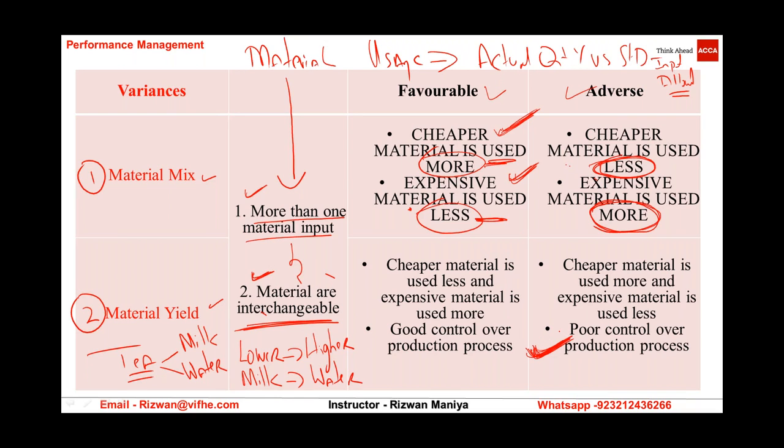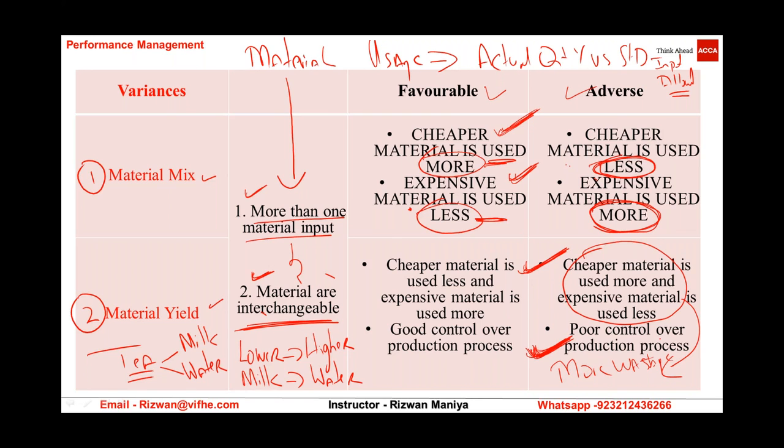The other reason could be cheaper material is used more, expensive material is used less. Now this reason could be one, and let me just quickly tell you, if cheaper material has been used more and expensive material has been used less, this can encourage more wastage. So one would say, okay, this can result in more wastage, and more wastage means that more input has been required, and that's why the input increased.